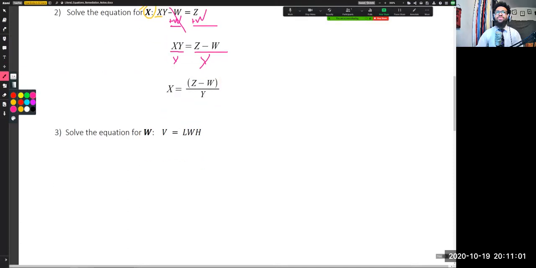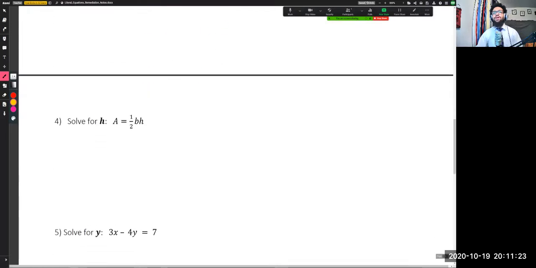Number 3, I'm not going to go through that completely, but I will help you get started in the right direction. This is asking us to solve for w. We need to get w entirely by itself. How are we going to get w by itself? What's happening with L, W, and H? You should be able to figure that one out. If you can't, send a message to me, ask for help, and I'll help you.